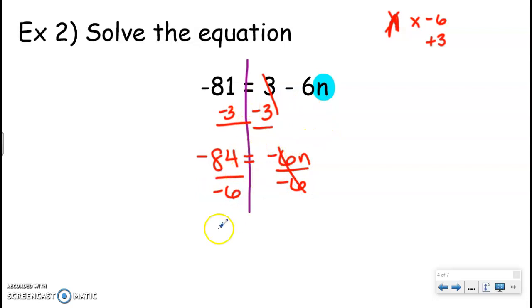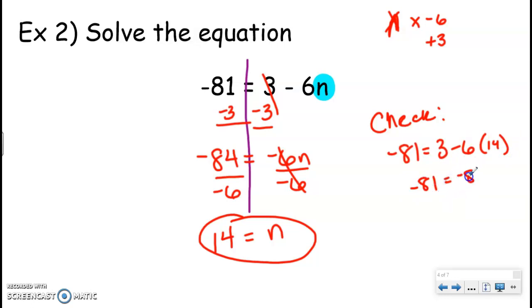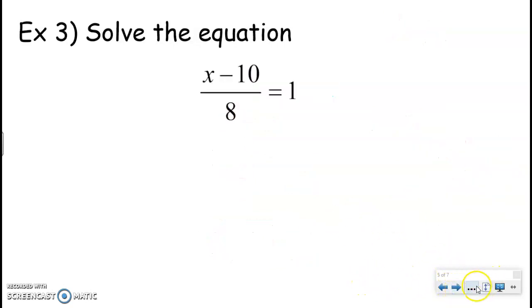And then I'm going to divide by negative 6 because right now I'm multiplying. Those cancel. Watch your signs. A negative divided by a negative is a positive, and 84 divided by 6 is 14. So my answer is n equals 14. If you wanted to check this, you could plug it back in. Negative 81 equals 3 minus 6 times 14. And you should, in fact, get negative 81 equals negative 81, which makes me happy. Okay, let's go ahead and try the next one.